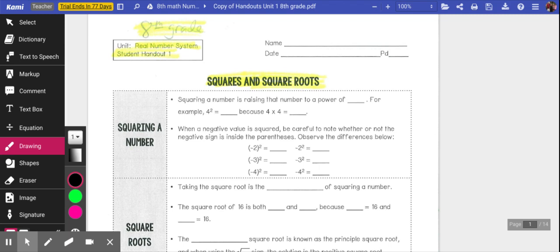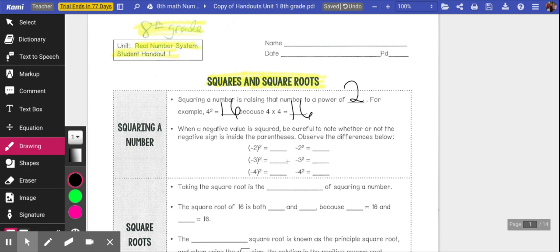Okay, the first lesson is on squares and square roots, and you can use a calculator for this. Yay! So squaring a number is raising that number to a power of 2. For example, 4 squared equals 16, because 4 times 4 is 16. So that should be a little bit of a review.